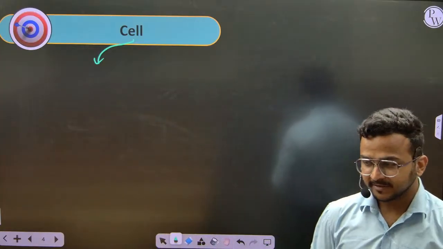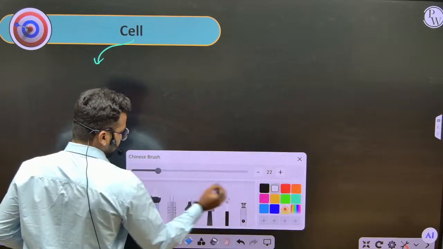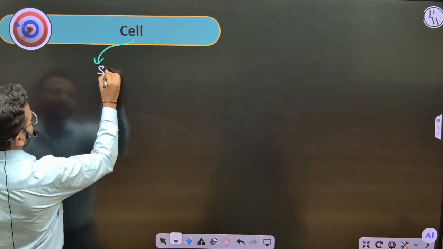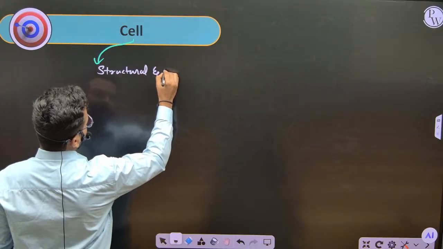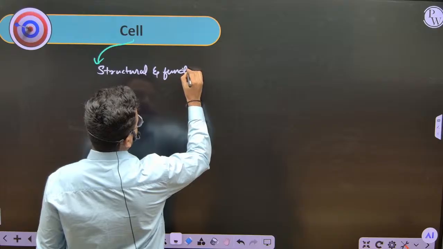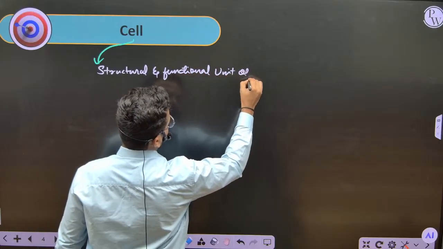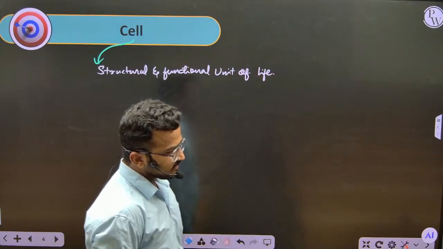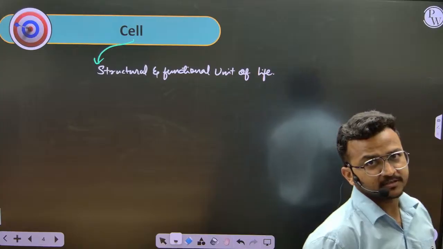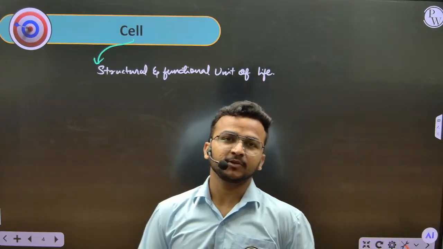There we see that the cell is defined as the structural and functional unit of life. You might know this definition. But why do we call this the structural and functional unit of life?